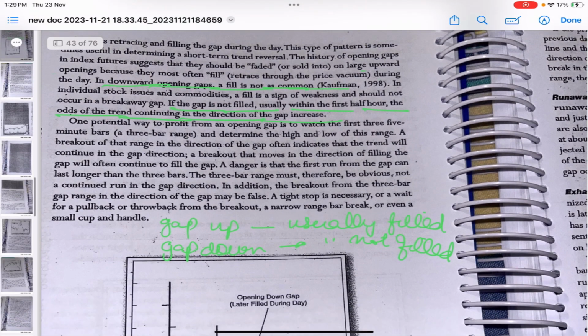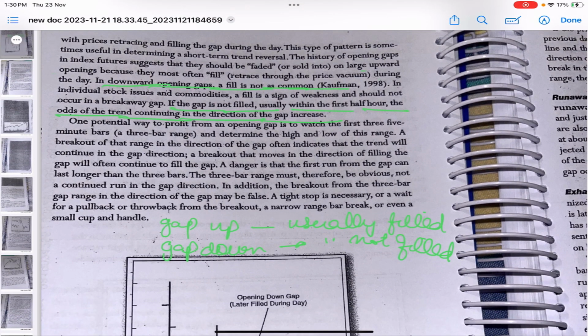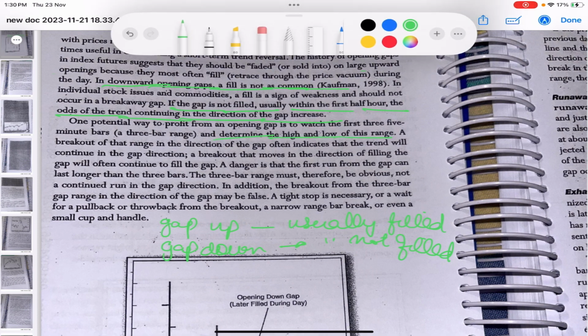Alright. One potential way to profit from an opening gap is to watch the first 3 5-minute bars, a 3-bar range. This is what they are talking about, an intraday strategy. They said that first there's an opening gap. After that you wait for the first 3 5-minute candles, and then you will see the high and low of this range.